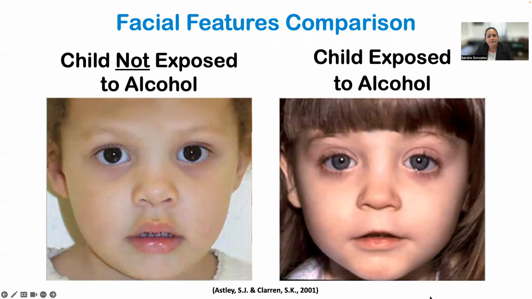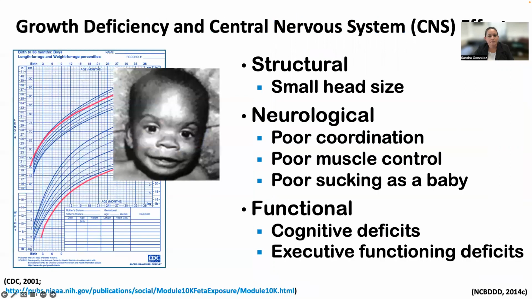Let's take a look at a comparison of a child without FAS and one diagnosed with FAS. See if you can see the facial features. Do you see the thin upper lip, the thin vermilion border, and the smooth ridge between the nose and the upper lip, the smooth philtrum? Growth deficiency and central nervous system effects are also characteristic of FAS.